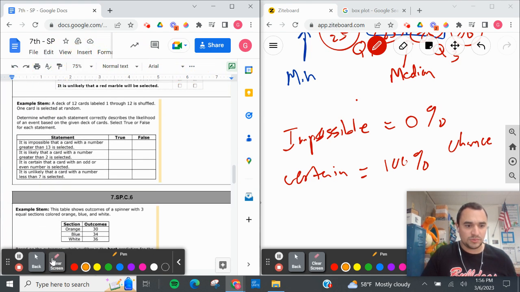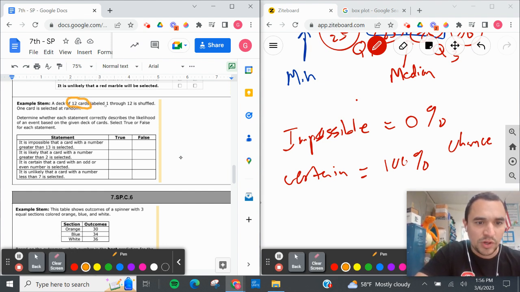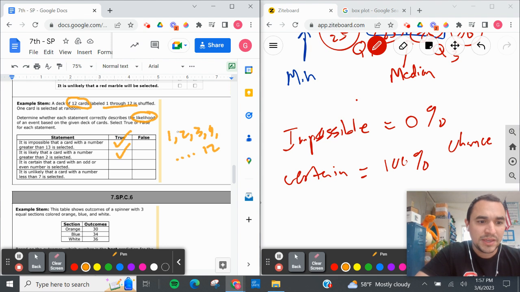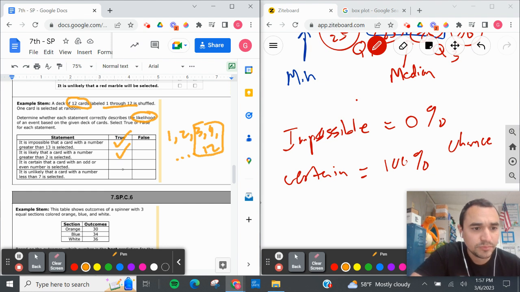All right, going to go through this really quickly. A deck of 12 cards labeled 1 through 12 is shuffled. One card is randomly selected. Determine whether each statement is correct on the likelihood. It is impossible that a card with a number greater than 13 is selected. That is true, obviously, because it's 1 through 12. It is likely that a card with a number greater than 2 is selected. Yes, because 1, 2, 3, 4, all the way to 12, greater than 2 is 3 through 12. It's very likely.